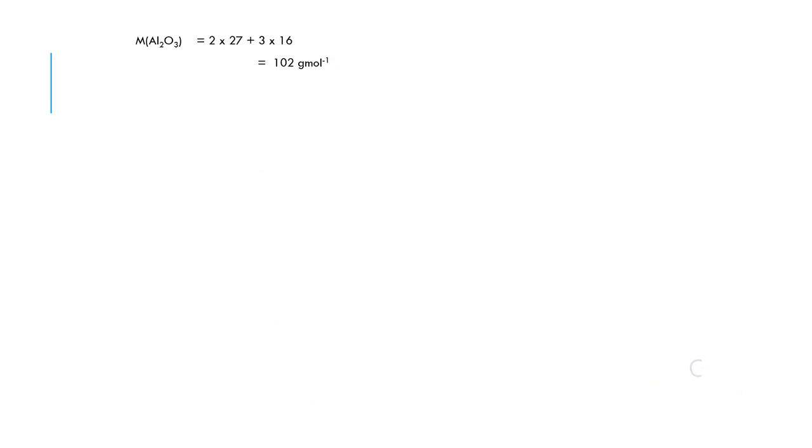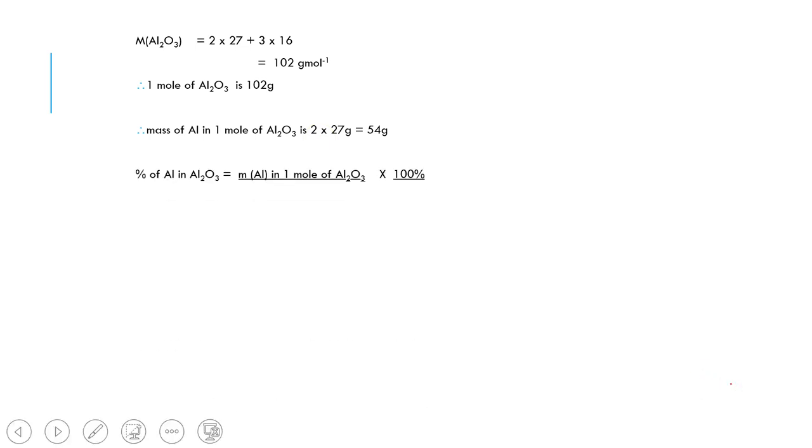Going through the same process, first things first, work out the molar mass of our alumina, and you should get 102 grams per mole by adding up 2 lots of aluminium and 3 lots of oxygen. Then you work out aluminium. Well, we've got 2 lots of aluminium in each molecule, so we'll get 2 times the molar mass of aluminium, which is 27. So for every mole, there'll be 54 grams of aluminium. We divide that by our 102, and we work out that there's 52.9%.